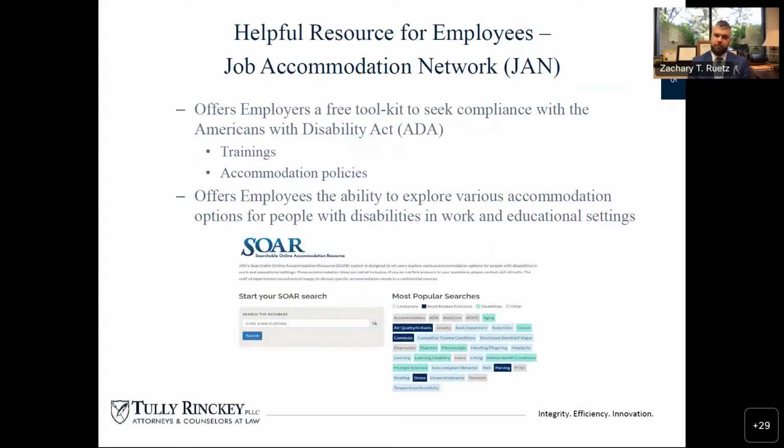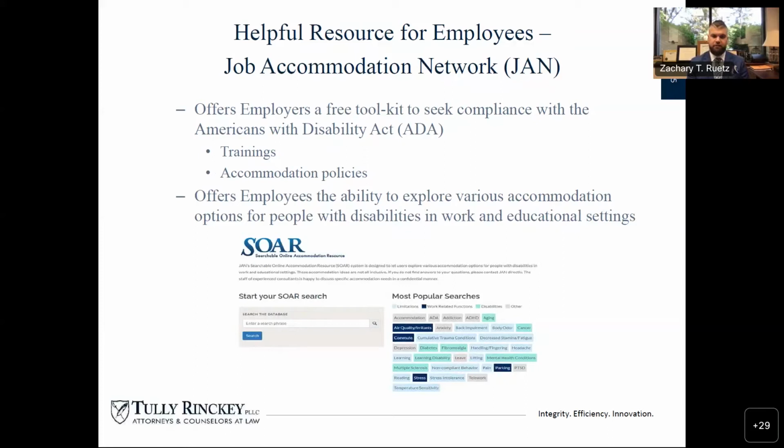This slide is really important, and we've provided it here for those who are not familiar with JAN. That is the Job Accommodation Network. Essentially, this is a free toolkit. It's completely free. It's available to both employers and employees. There's a ton of resources on here. There's trainings that employees and employers can take. There's policies that are available to both employers and employees.